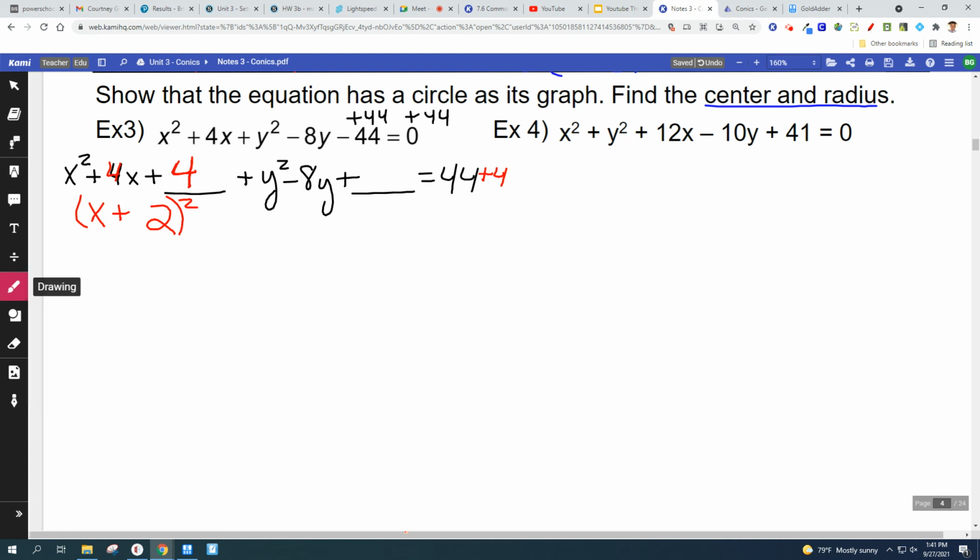Now I'm going to work on the y terms. See this minus 8? Half of that is minus 4. It's not half of 8, it's half of minus 8. So that's going to be minus 4. Now, when you square this, even though it's negative, once you square it, times itself is going to make it positive. This number will always be positive.